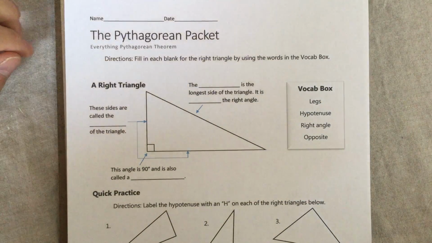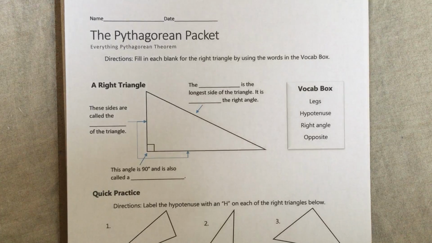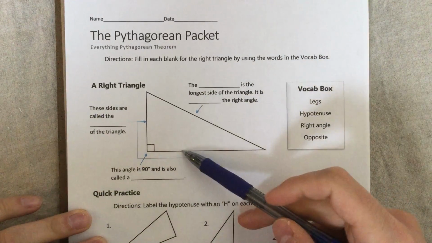Hi everyone, this video is just a reminder of how to determine the different parts of a right triangle, as well as how to determine the hypotenuse of a right triangle, which will help us in further lessons, such as using the Pythagorean theorem, using special right triangles, and trigonometry. So first thing we need to know is how to label this triangle.